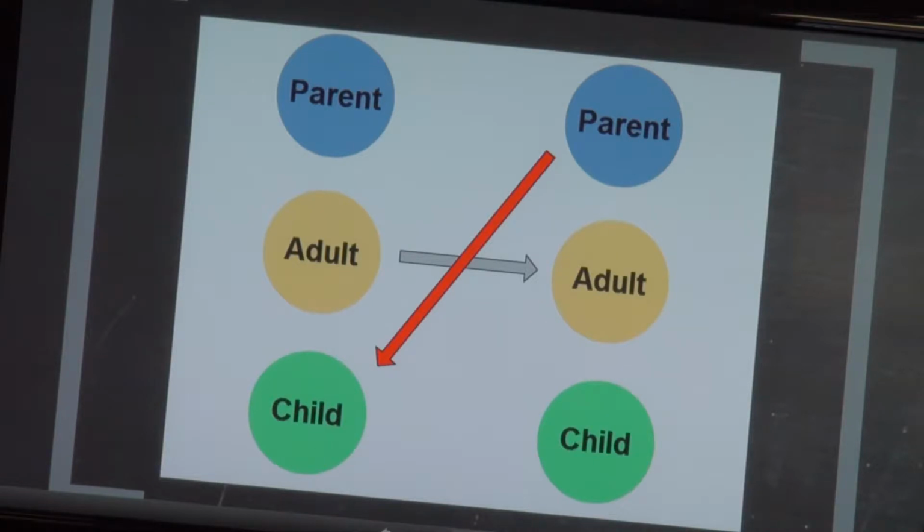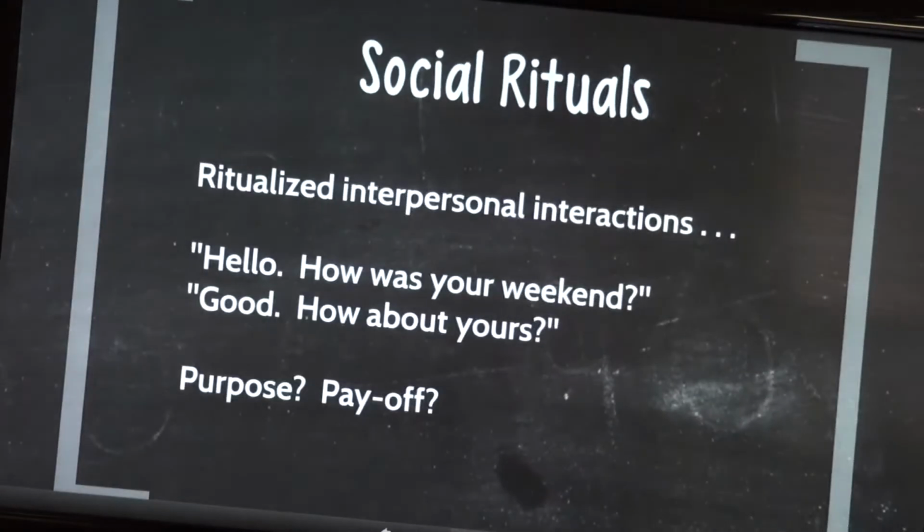And so you have complementary interactions, like from parent to child or child to parent, or adult to adult. But we can see that when they're crossed like this is when you have the potential for miscommunication or hurt feelings or whatever, because really they're not interacting at the same level, the same underlying psychology. And of course, there's all different possible combinations.